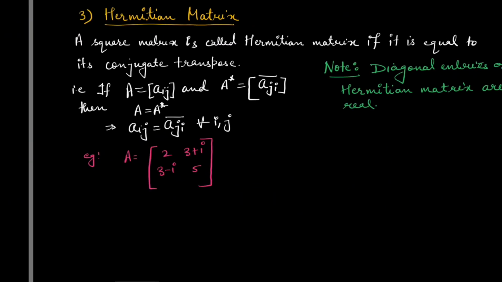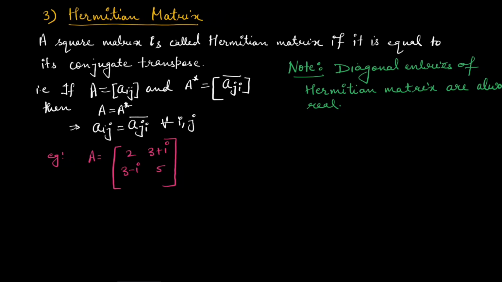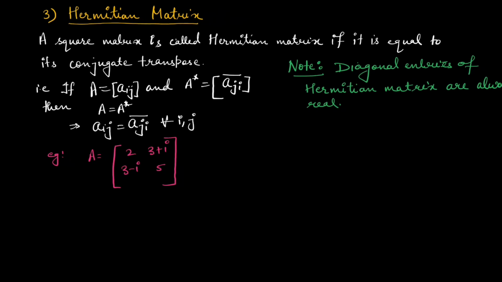Now let us move to the third type, that is the Hermitian matrix. For a Hermitian matrix, you must know what the conjugate transpose is. A square matrix is called a Hermitian matrix if it is equal to its conjugate transpose.